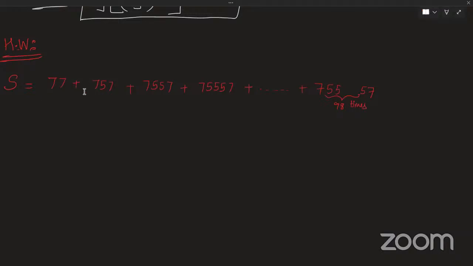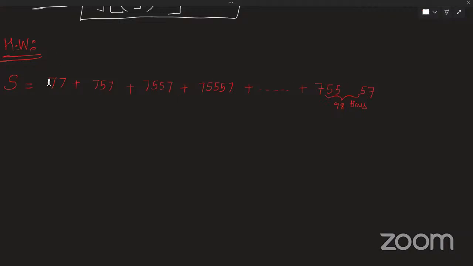Between two sevens, you are increasing the value of 7. Okay. So first you have 0, so it is just 77. You don't have any 5. Then you are keeping 1 5. Then you are keeping 2 5s. Then 3 5s. Then 4 5s. And it is happening till you have 98 times 5.